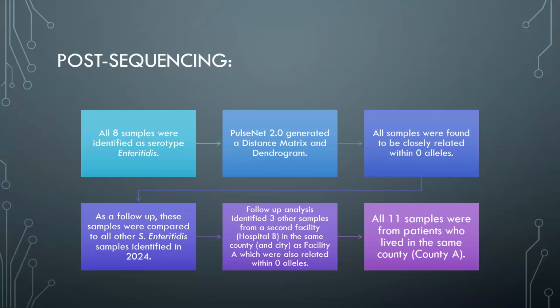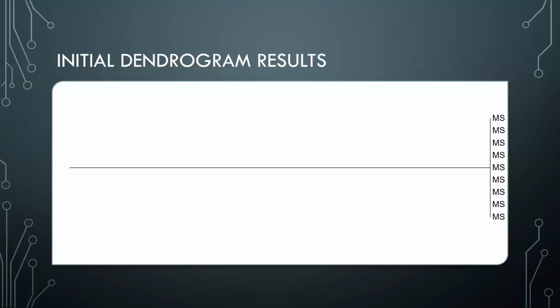And follow-up analysis identified that 3 samples from a second facility, Hospital B, which is located in the same county and city as Facility A, were related within 0 alleles also. All 11 of these samples we've noticed were from people who lived in the same county, which we'll call County A. And this is what the initial dendrogram looked like when we took a look. And you can see that everything is very, very closely related to this single, vertical line. It gave us a reason to say, okay, there's definitely something going on here.